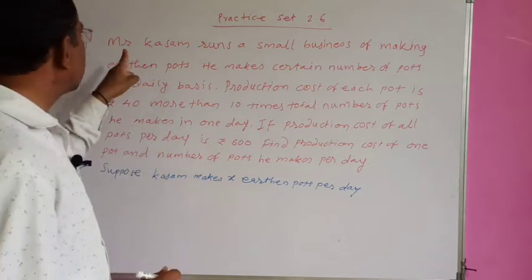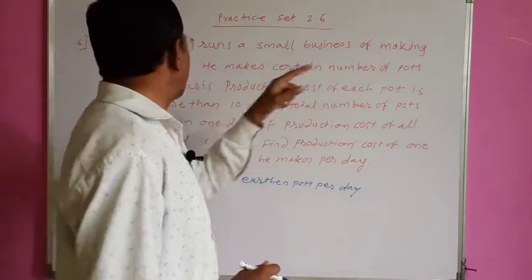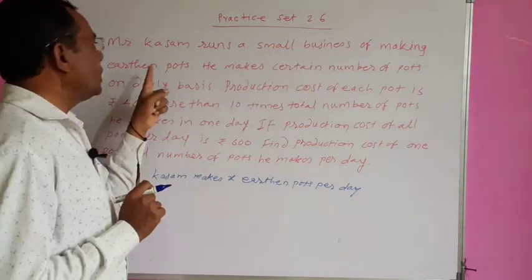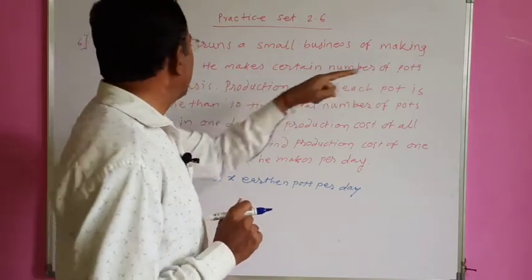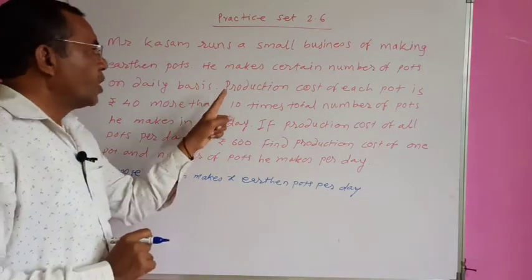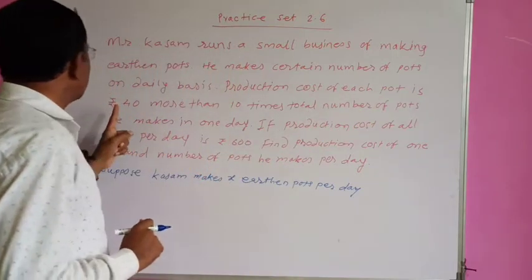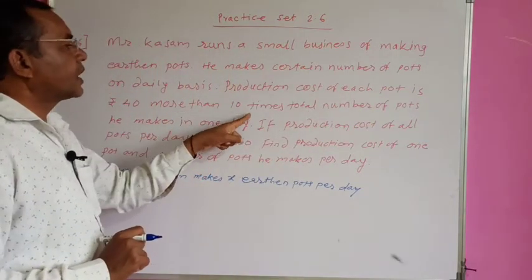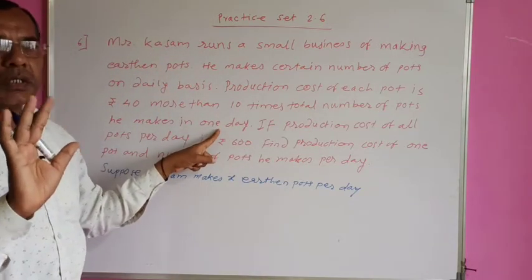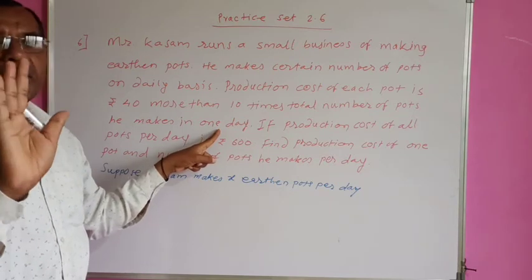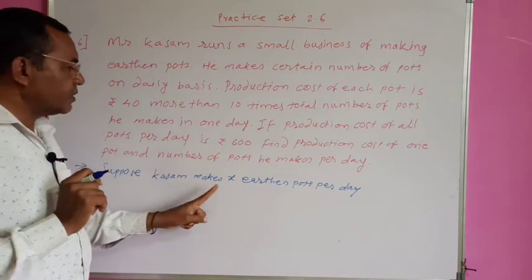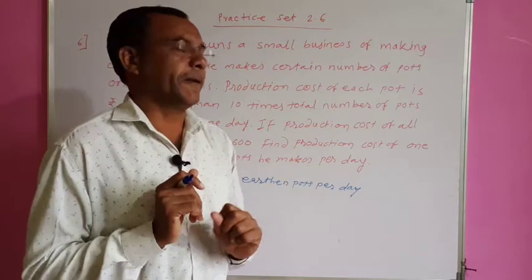Example number 6: Mr. Qasim runs a small business of making earthen pots. He makes a certain number of pots on a daily basis. The production cost of each pot is 40 more than 10 times the total number of pots he makes in one day. We don't know how many pots he makes in one day. That's why we will suppose, or let, Qasim make X earthen pots per day.